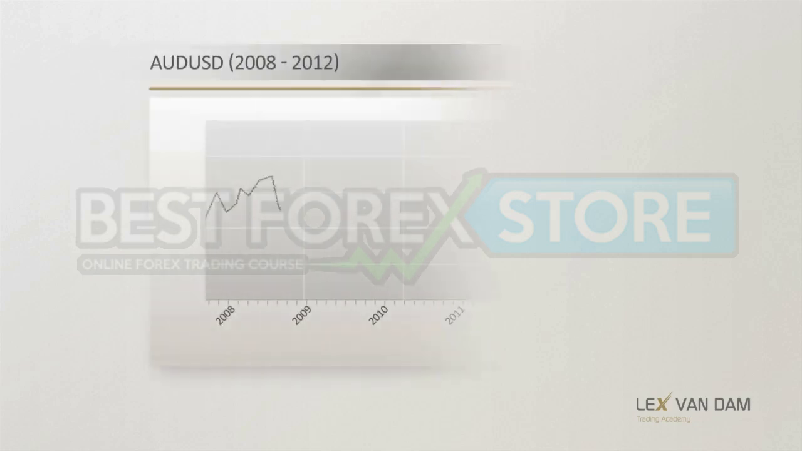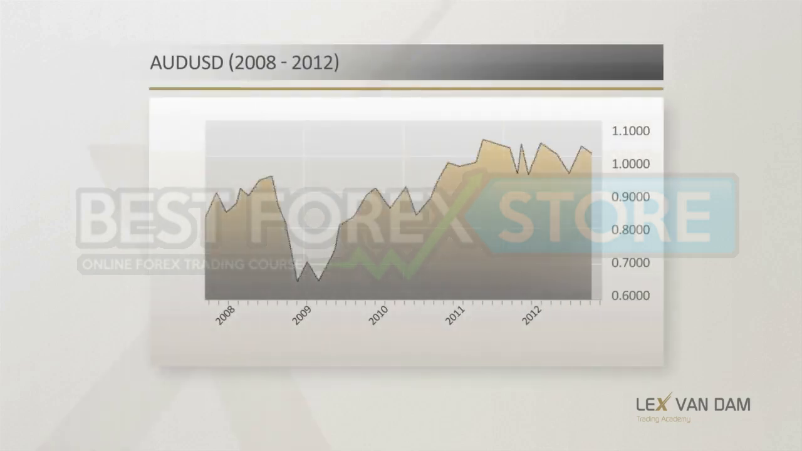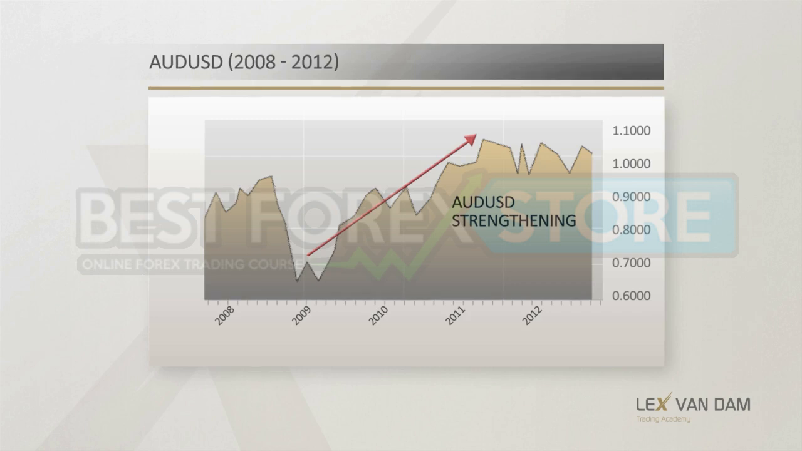Let's start with trading idea 1. Short the Australian dollar and long the US dollar. This is the 5-year chart of the Australian dollar versus the US dollar. The Aussie dollar has strengthened significantly. At the start of 2009, you could buy 1 Aussie dollar for only 65 US cents. But in 2012, you actually need more than 1 US dollar to buy 1 Aussie dollar.